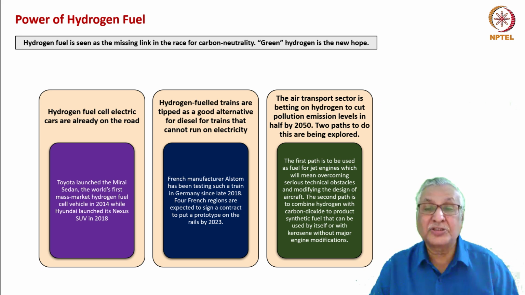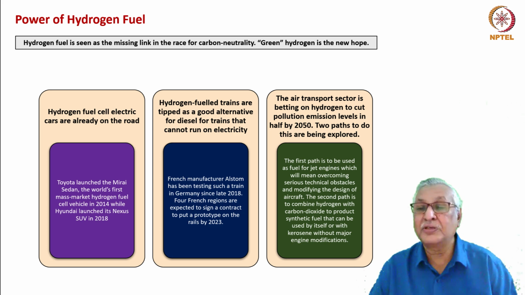Hydrogen fuel trains are tipped as a good alternative to diesel for trains that cannot run on electricity. And even when electricity is being used, hydrogen fuel trains could supplement a reduced use of electric power. French manufacturer Alstom has been testing such a train in Germany since late 2018. Four French regions are expected to sign a contract to put a prototype on the rails by 2023.